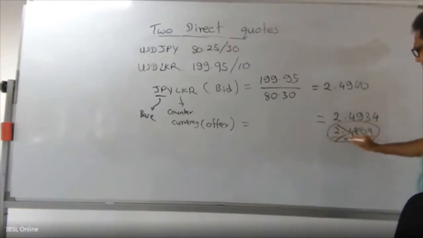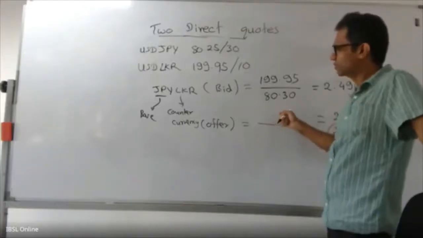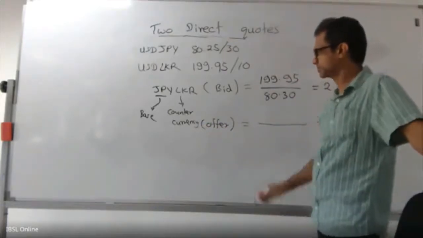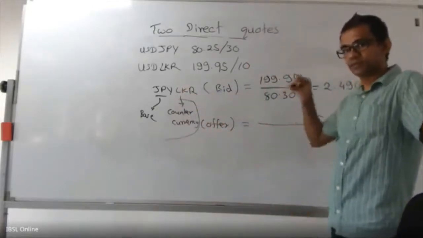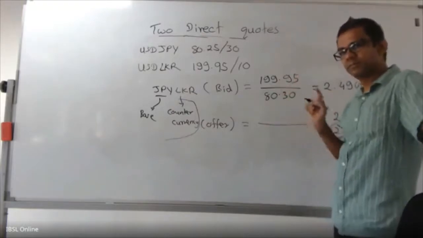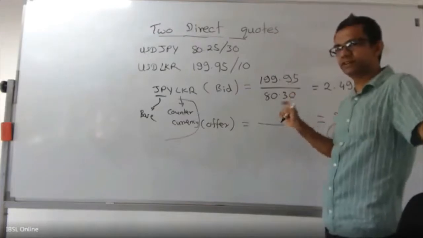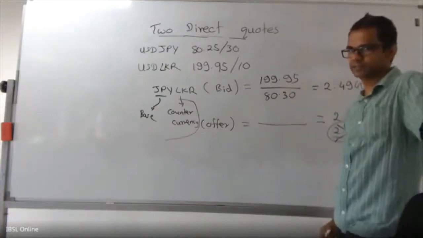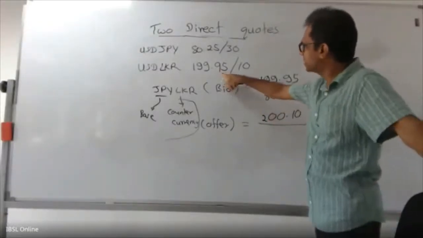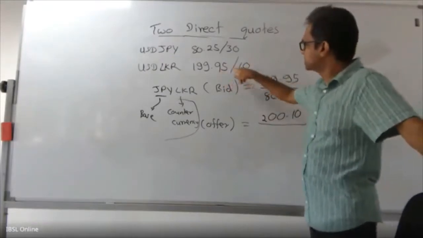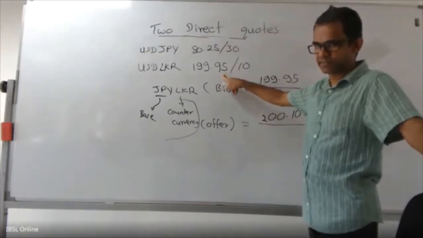I know what went wrong. It should be 200.10. That is a mistake I made. So how do you get the offer of JPY LKR? Offer of the counter currency divided by the bid of the base currency. Now the question is, what is the offer of the counter currency? 200.10. You can see 95, 10. So 10 is less than 95. That cannot be. Then what has happened?